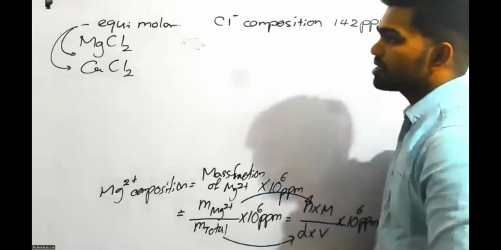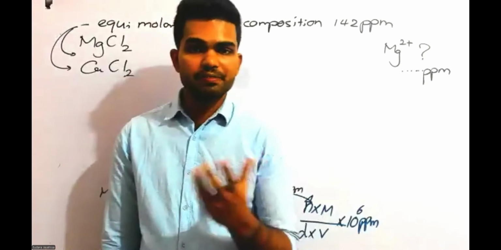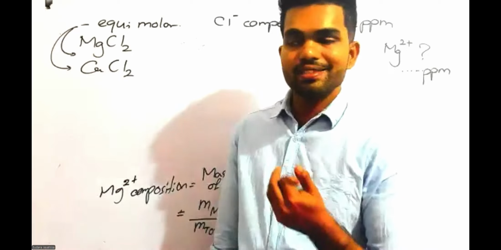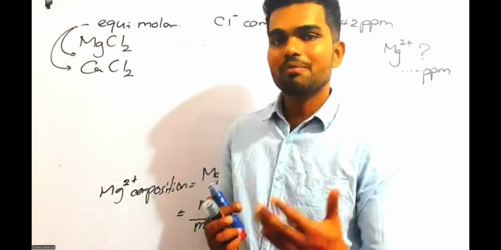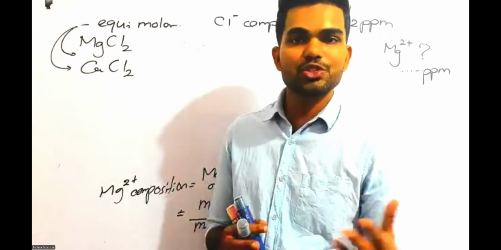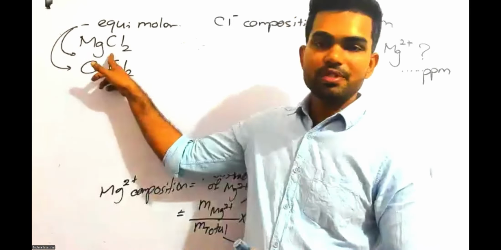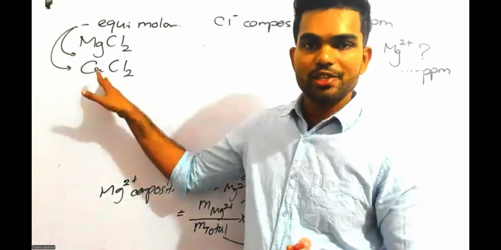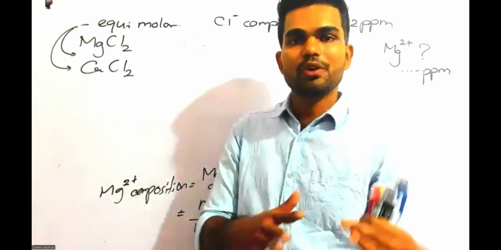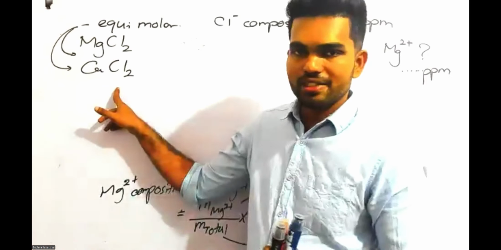So it's an equimolar solution. What is the meaning of this equimolar? Equal number of moles. It says that MgCl2 and CaCl2 have the same number of moles. Their ratio is 1:1. In other words, let's say if there are x moles of MgCl2, there will be another x moles of CaCl2, equimolar, equal number of moles. If there is 1 mole here, there will be 1 mole of CaCl2.